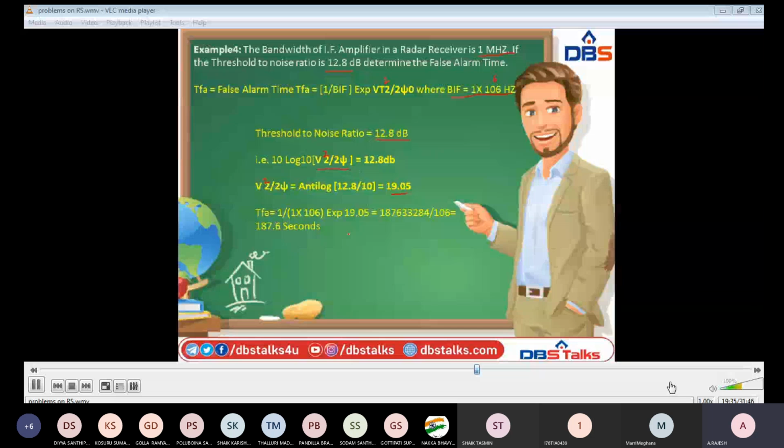TFA is equal to 1 by BIF, is equal to 10^6 into exp of V square by 2 psi naught, the value is equal to 19.05, and that value will be equal to 18763328 divided by 10^6, which will be equal to 187.6 seconds.